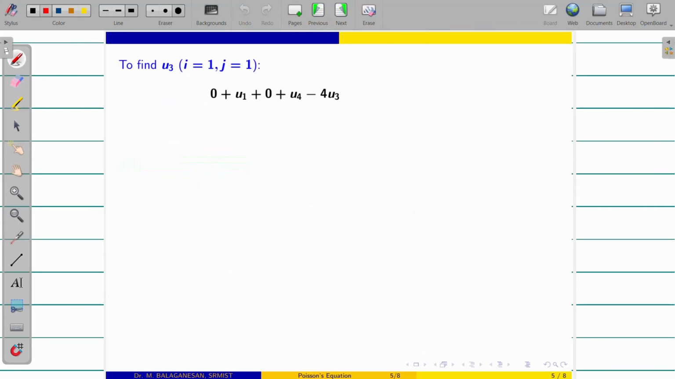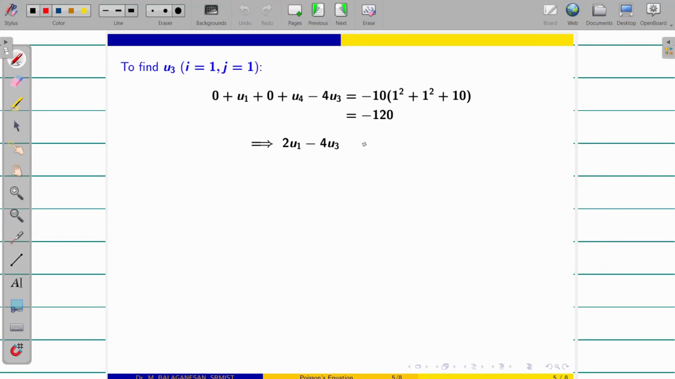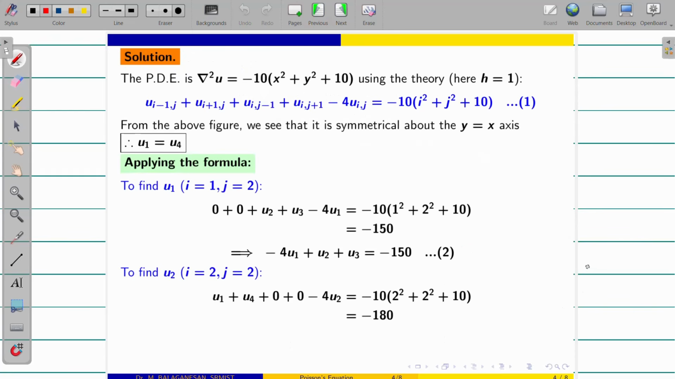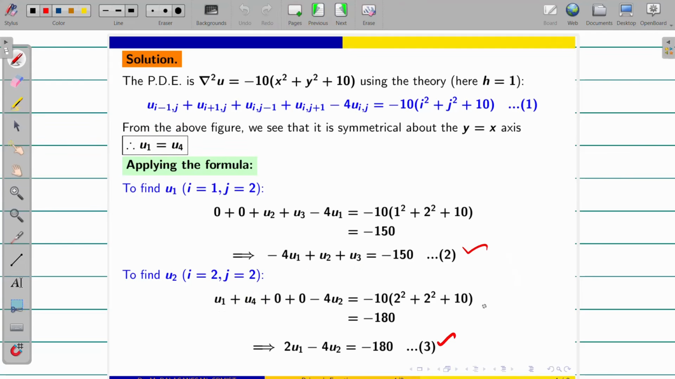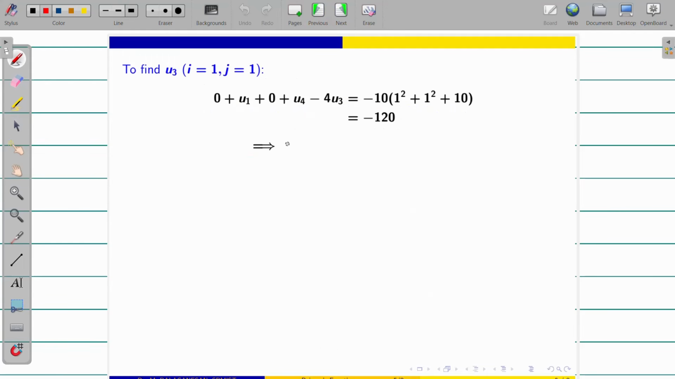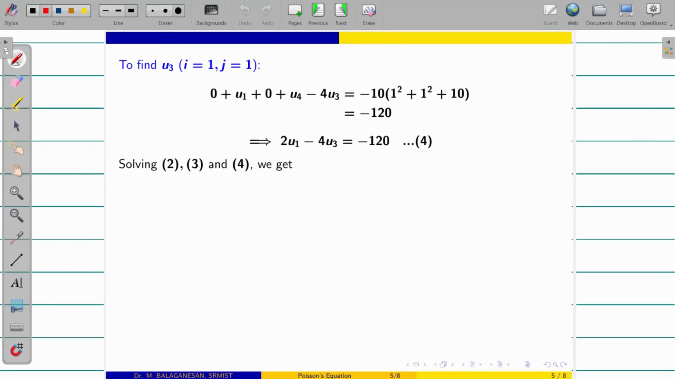Look at that. Next position, I comma 1: 0 plus U2 plus 0 plus U4 minus 4U3, equivalent to replacing I value 1 and J value 1 in that formula. Now, because of symmetry, U4 equals U1. So it will be 2U1 minus 4U3 is equivalent to minus 120. So that is equation 4, and equation 2, equation 3. Solve these three equations for the three unknowns U1, U2, U3 using your calculator.